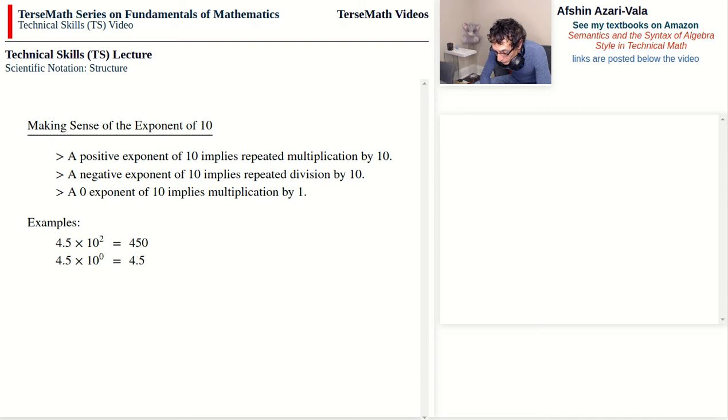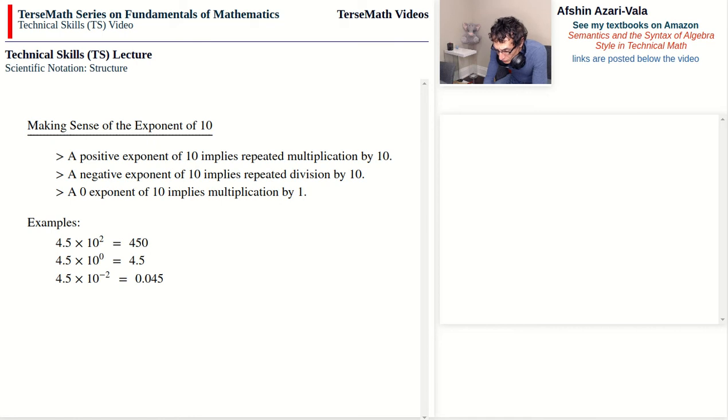If I have 4.5 times 10 to the power of 0, then it's the same as 4.5 times 1, and we get 4.5. So the decimal point does not move. If we have 4.5 times 10 to the power of negative 2, then we have repeated division by 10. In fact, we divide by 10 twice. And for each of those, the decimal point moves back over one digit, and we end up with 0.045.